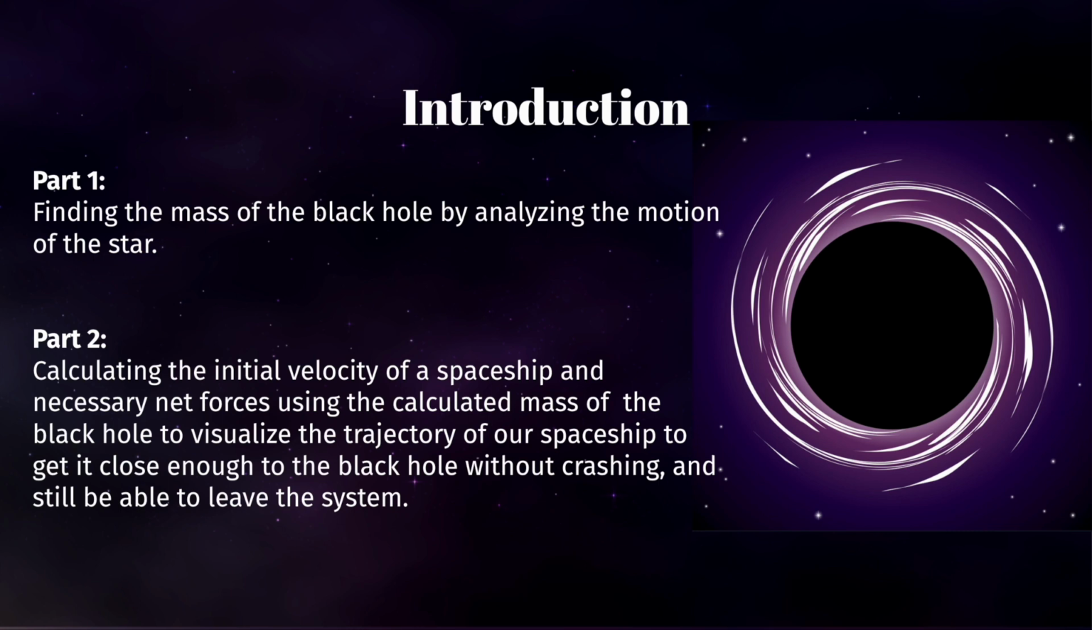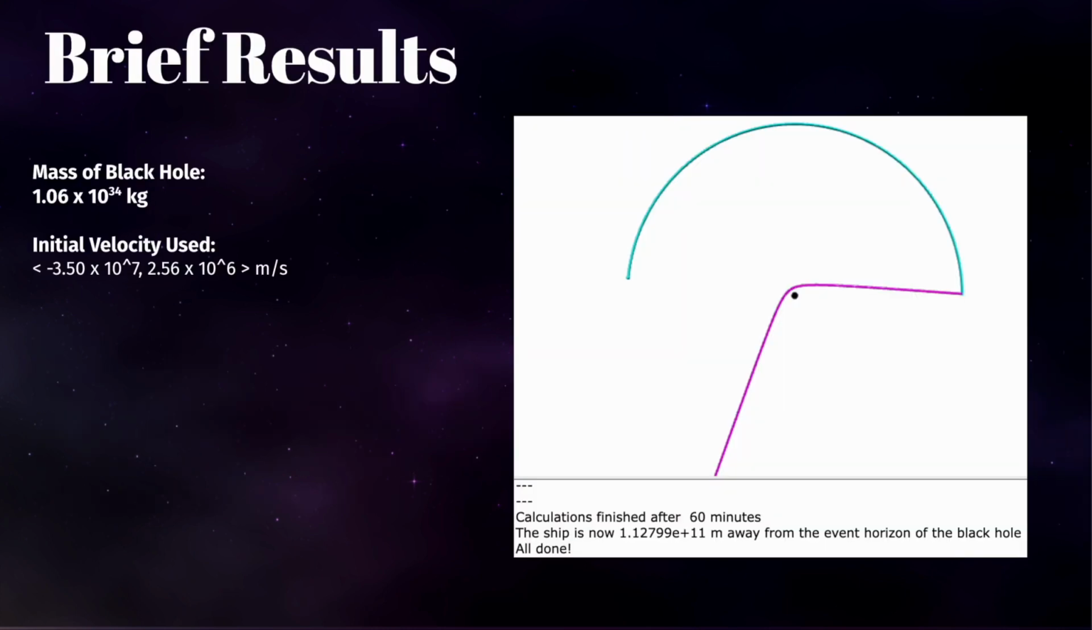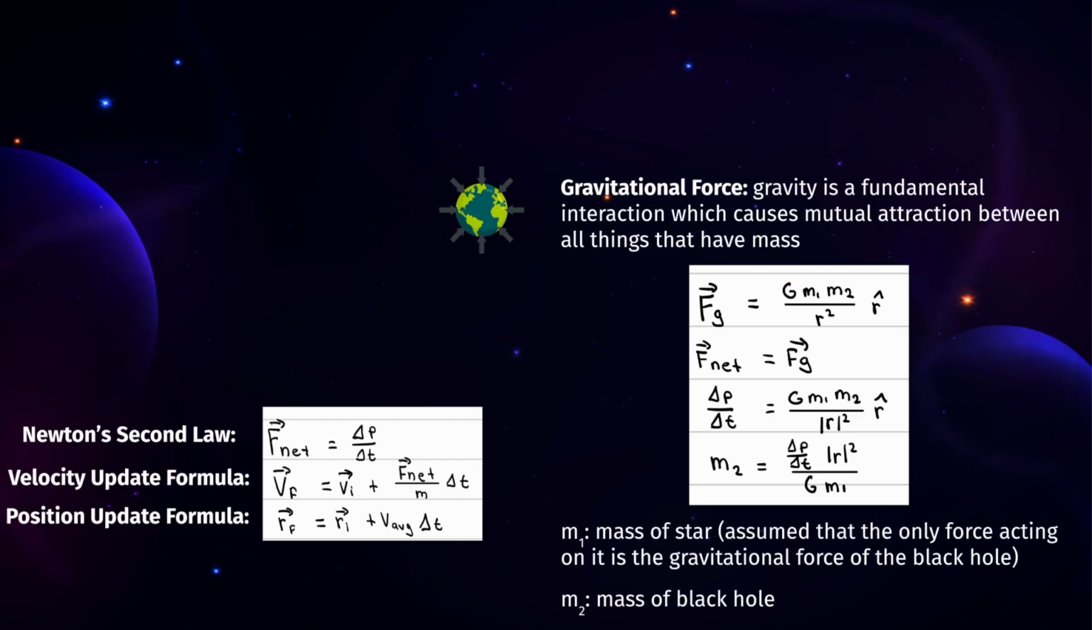So as an introduction, in Part 1, we're finding the mass of a black hole by analyzing the motion of a star on which the gravitational force of the black hole is acting. And in Part 2, we're calculating the initial velocity of a spaceship and the necessary net forces, using the mass calculated in Part 1, to visualize the trajectory of our spaceship to get it close enough to the black hole without crashing, but still being able to leave the system. So here is a preview of the brief results. Now let's see how we got there.